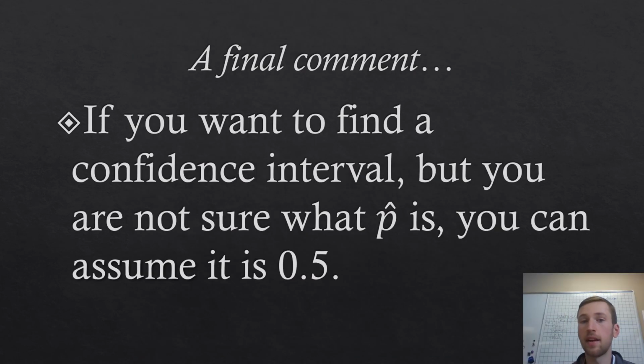So finally, a final comment on this is if you want to find a confidence interval, but I've not given you what the p hat value is or what our sample proportion is, you can just assume that that's going to be 0.5 or 50%. Typically, we would want to have an actual recorded p hat value, but if I don't give that to you, you can just assume it's 50%.